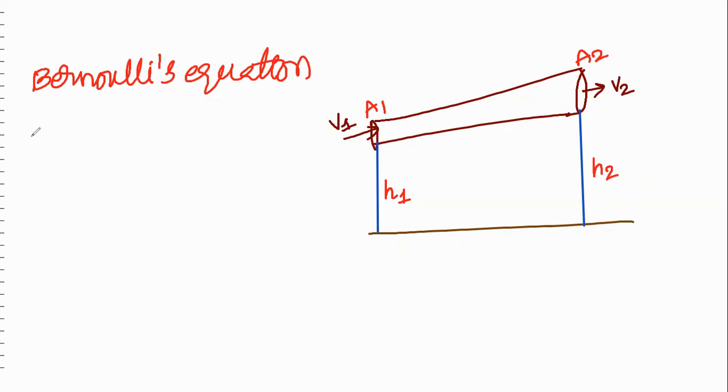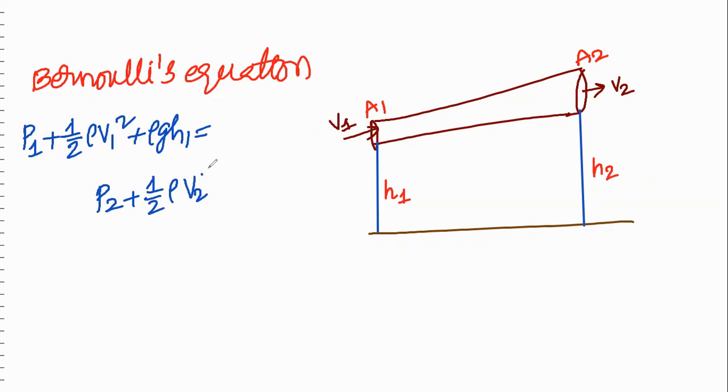Then according to Bernoulli's equation, the pressure at this point A1 is taken as P1 plus half rho V1 square plus rho g h1, is equal to pressure P2 plus half rho V2 square plus rho g h2. This is the equation, Bernoulli's theorem. This is called Bernoulli's theorem.